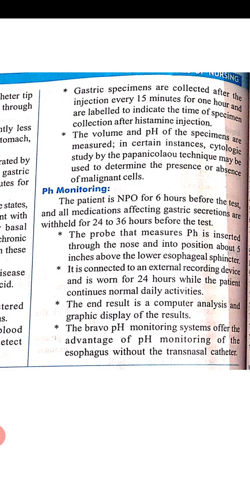Gastric secretion is collected after the injection every 15 minutes for 1 hour. Then the volume and pH of the specimen are also measured. Then we come to pH monitoring. For pH monitoring, the patient should remain nil per oral for 6 hours.